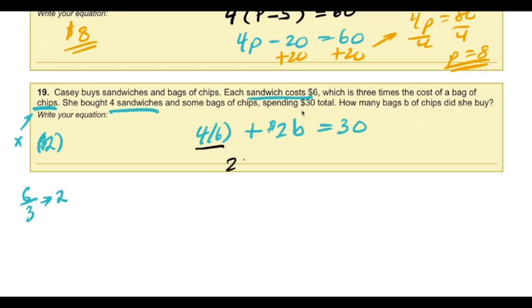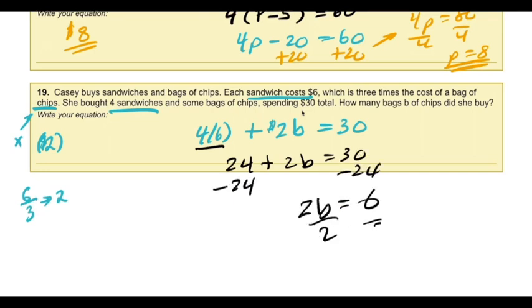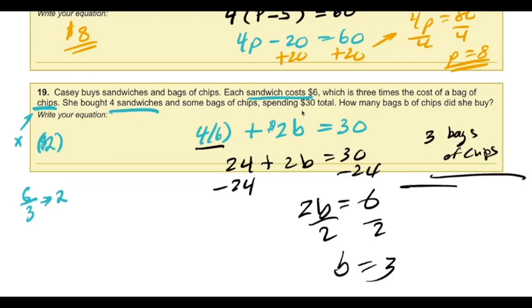4 times 6 is 24. 24 plus 2b equals 30. Then we're subtracting 24. 2b equals 6. Divide by 2, divide by 2. B equals 3. So a bag of chips costs $3. Oh, how many bags of chips did she buy? She bought 3 bags of chips. That's a different question. So that's how much she bought.